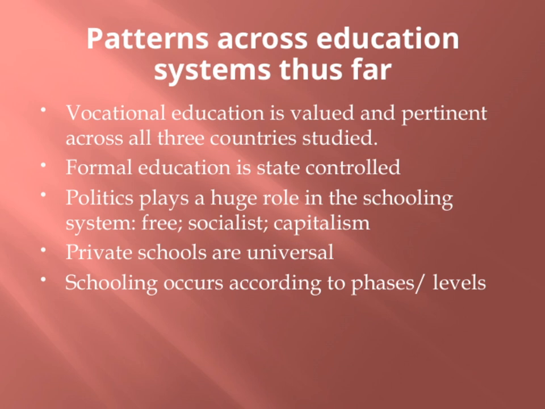Private schools are a common feature across these systems, providing alternatives to public education and often catering to different social or economic groups. Another key point is that schooling generally occurs in phases or levels, such as primary, secondary, and sometimes tertiary education. These levels help organize learning and ensure students progress through a structured pathway. Looking at the patterns across these education systems, we see some commonalities, like the importance of formal structures, government involvement, and the role of private institutions. All of these elements tie back to the broader theme of how education systems are designed to serve societal needs while reflecting political and economic contexts.